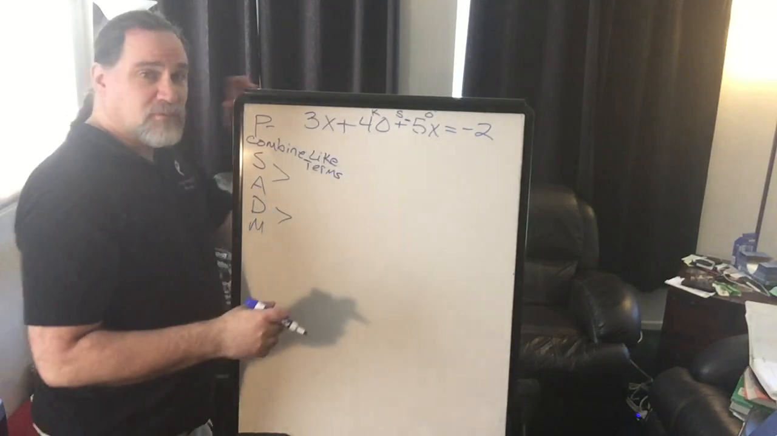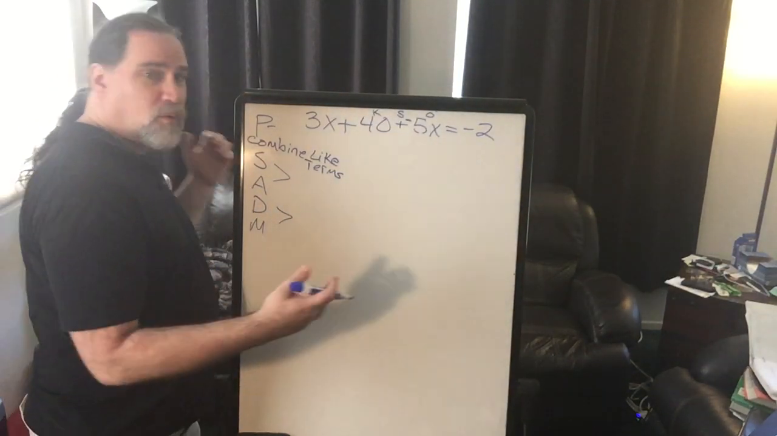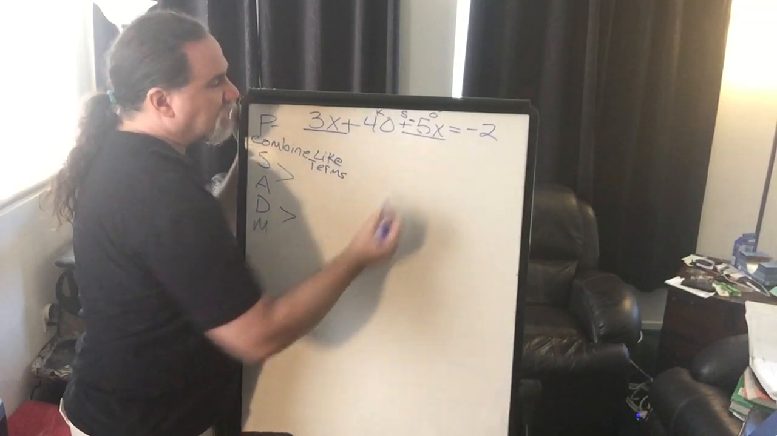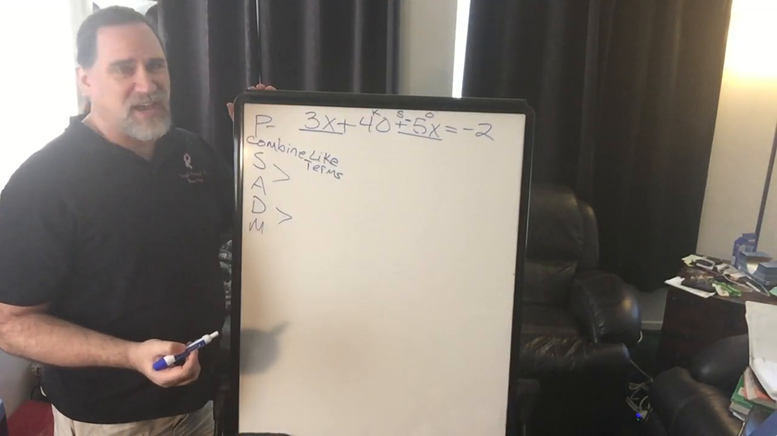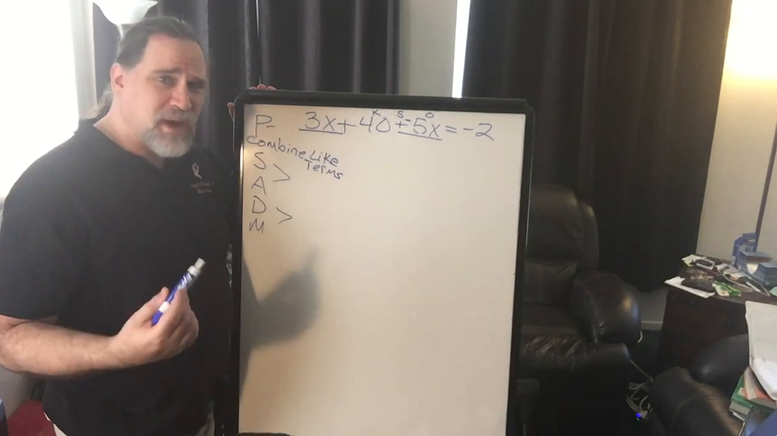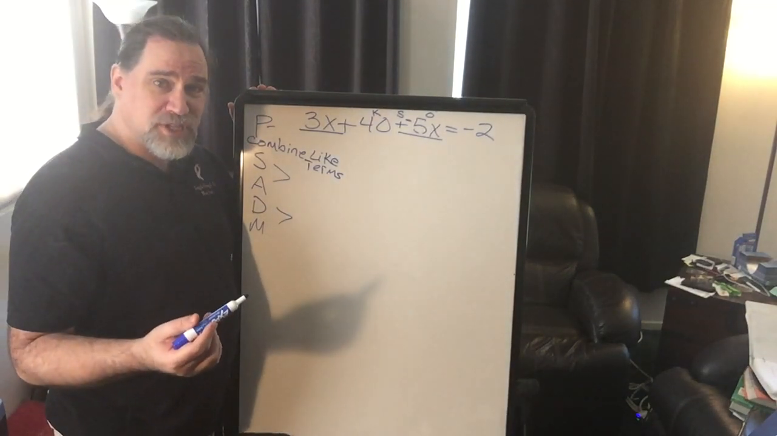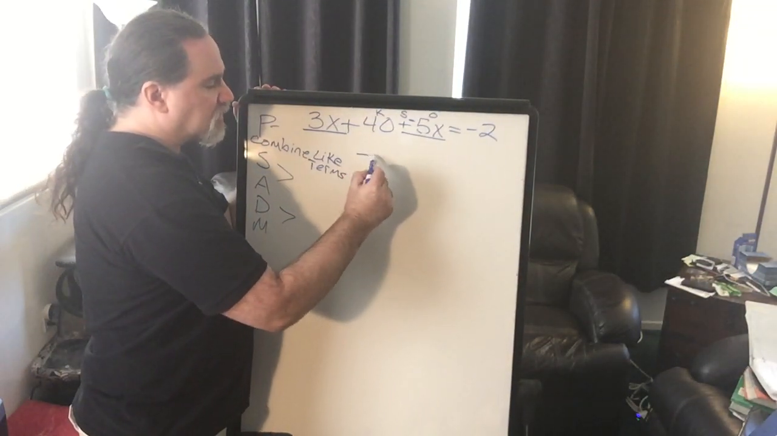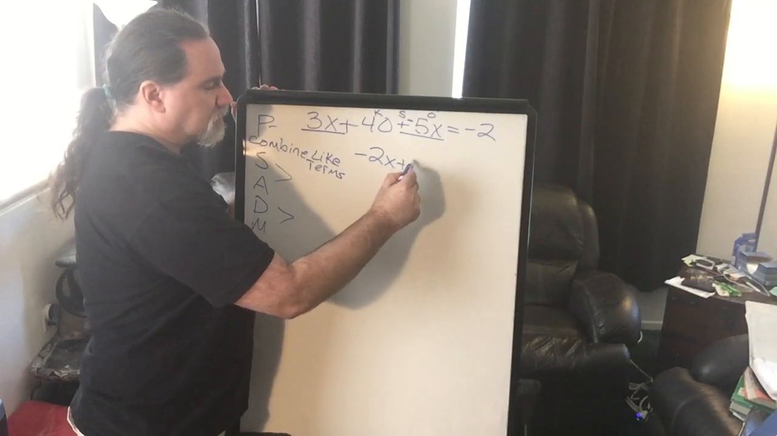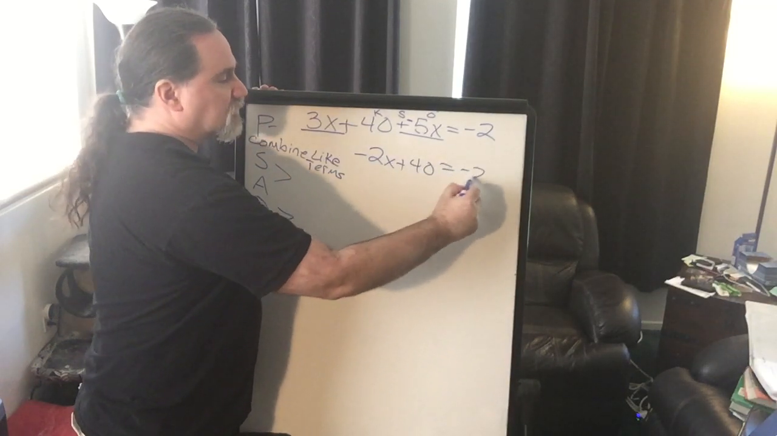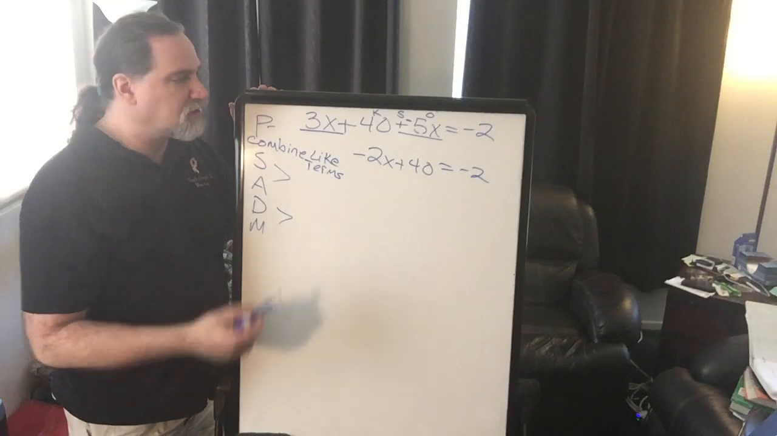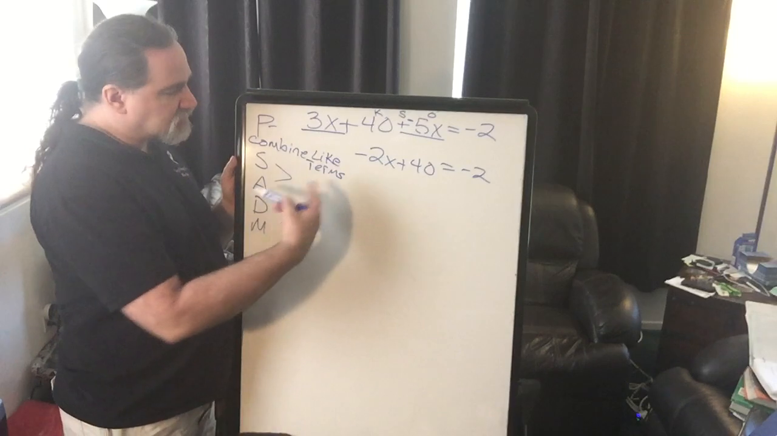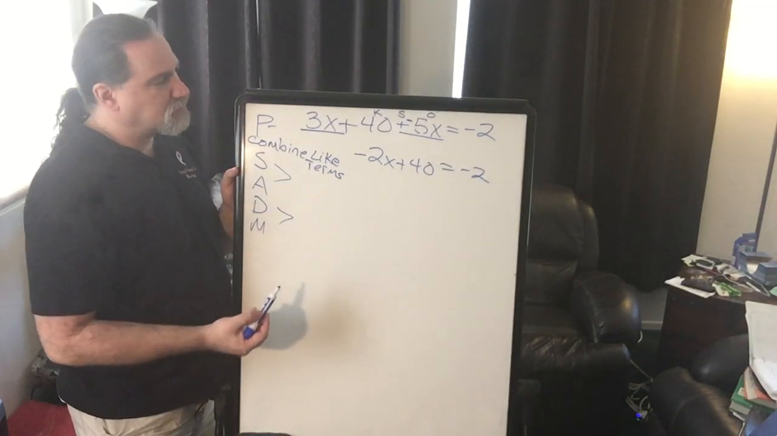So we're still going to do 3x, and now we've got a positive plus negative 5x. So 3x plus negative 5x, or 3x minus 5x, whichever is easier for you to understand, that's how I want you to approach the problem. Either way, that's going to get us negative 2x. Everything else is going to stay the same. The plus 40 is still there, the equals and negative 2 are still there. So that's our first step: combining the like terms.